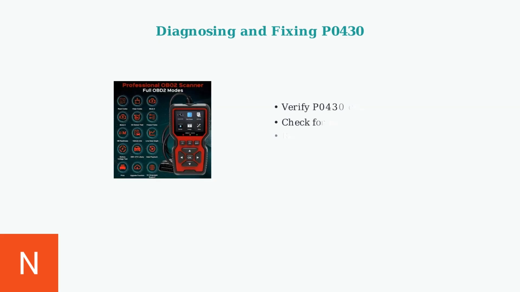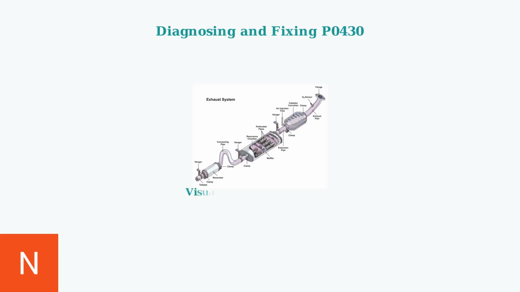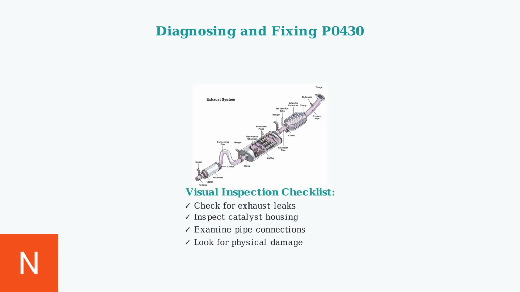First, verify the P0430 code using an advanced OBD2 scanner. Modern scanners provide precise catalyst efficiency readings and can detect related codes that help pinpoint the exact problem. Next, perform a thorough visual inspection of the exhaust system. Look for physical damage, cracks, or leaks that could affect catalyst performance or cause false readings.